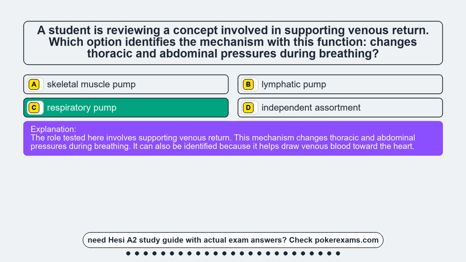The role tested here involves supporting venous return. This mechanism changes thoracic and abdominal pressures during breathing. It can also be identified because it helps draw venous blood toward the heart.